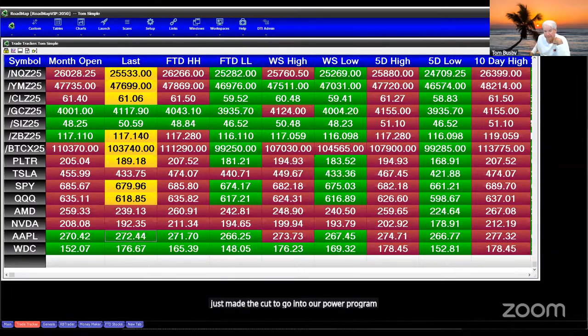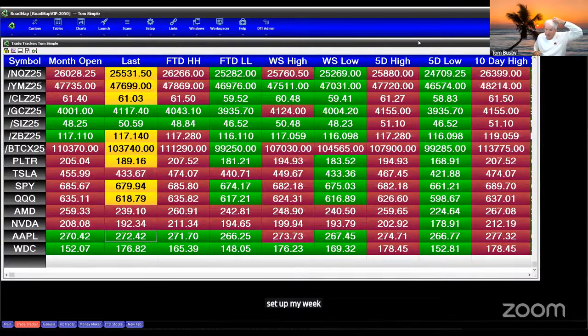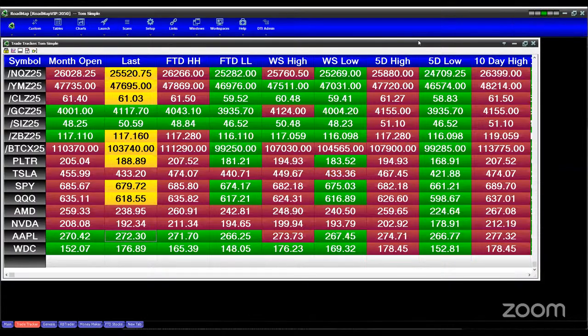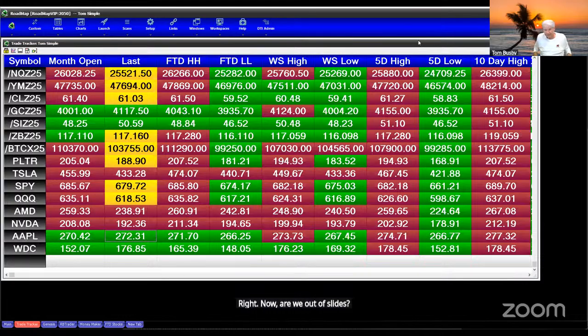Just as an example. But looking at the roadmap tool, Trade Tracker is one that I probably use more on the weekend to set up my week, because I like to go through and look at all these numbers and decide what the market's telling me to do. Pretty good stuff. Yes, it is. You just have to know they're there, which is what we're doing here with this series. Right. Now, are we out of slides? Yep, that's the end.